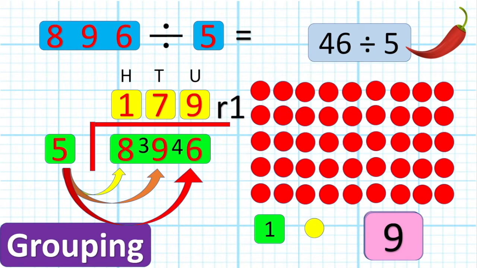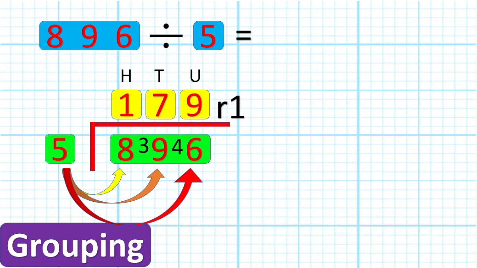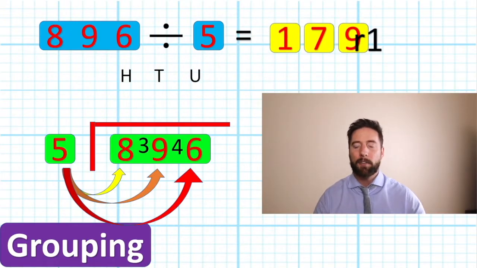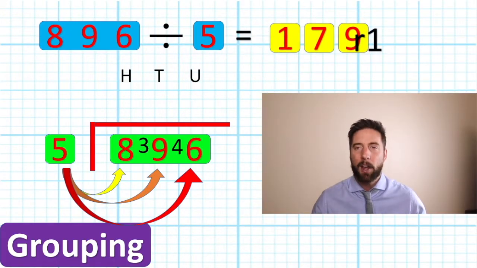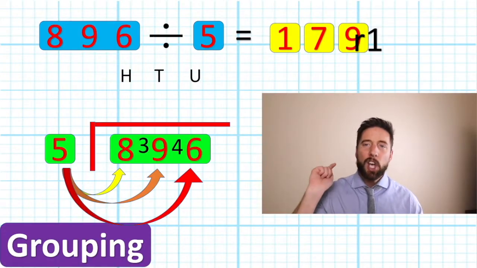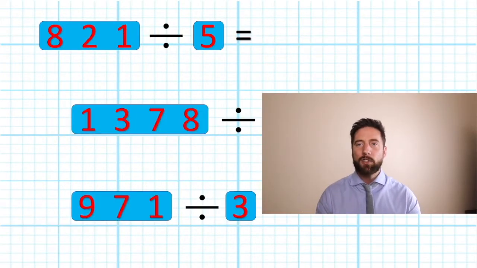So my answer is 179, remainder 1. 896 divided by 5 is 179, remainder 1. Okay, that's about as hard as short division can go. That is a red chili challenge.